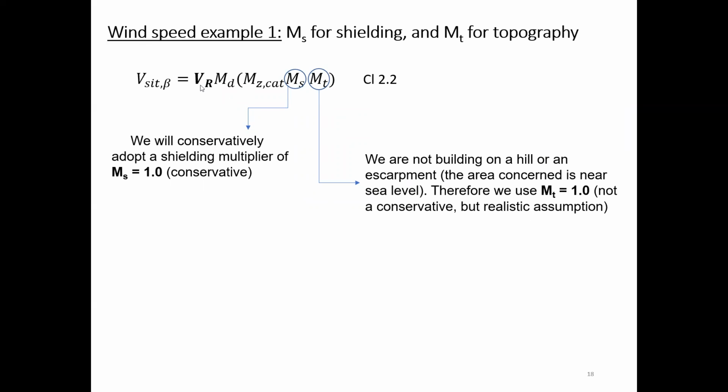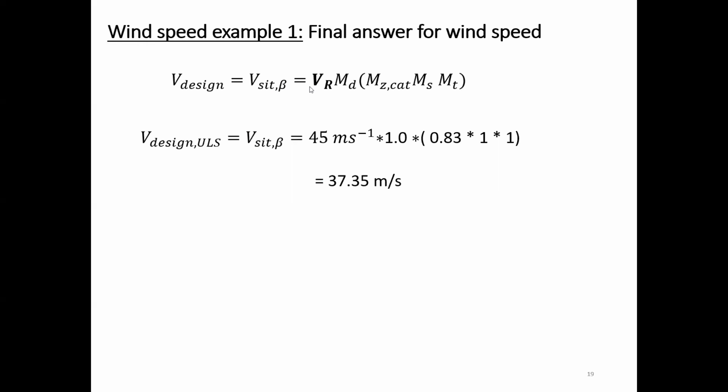Okay, so we've got VR, you've got MD, you've got MZCat. So what is your V site beta? You just multiply those together. So 45 times 1 times 0.83 times 1 times 1, and we get 37.35 meters per second. Okay, so I've taken you through that first example.